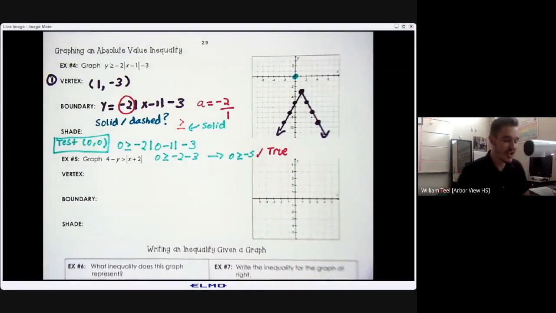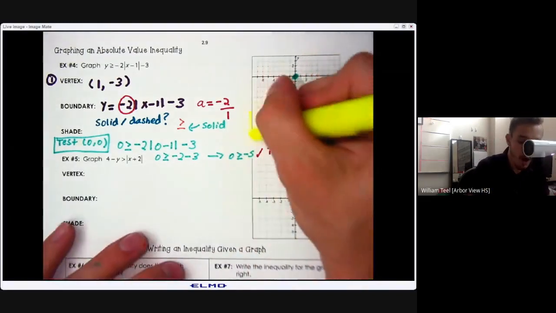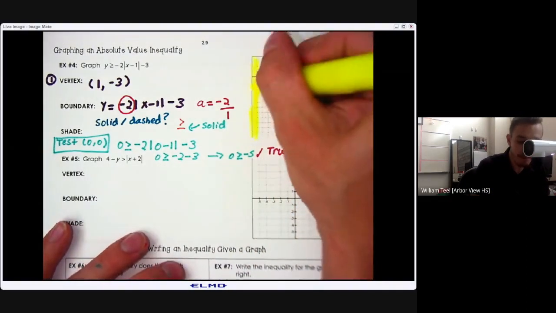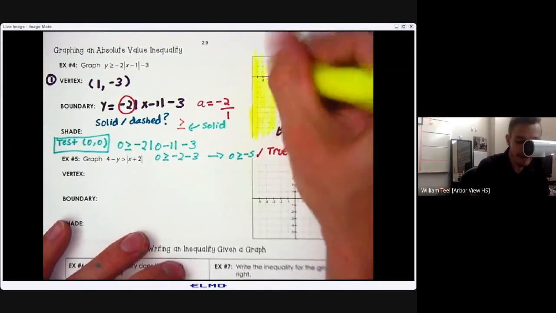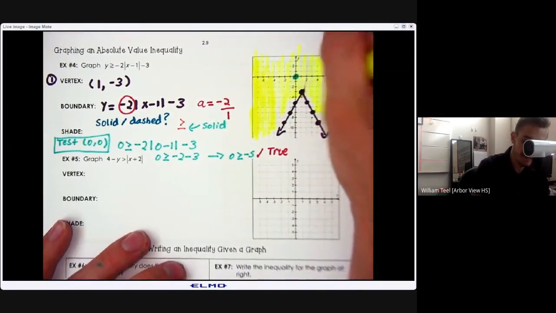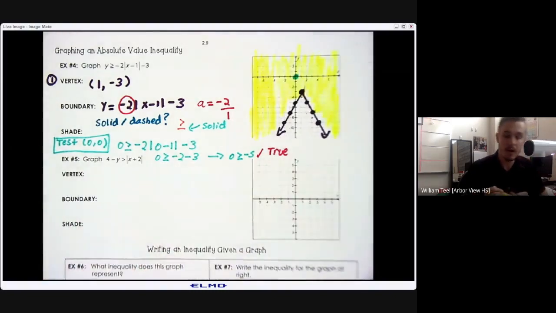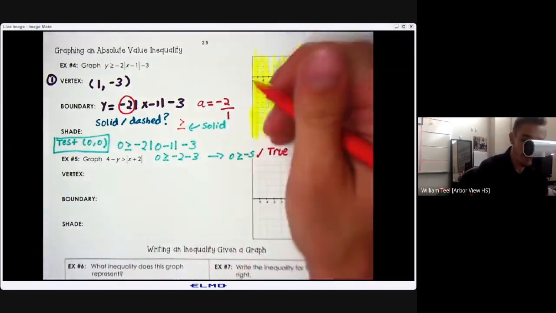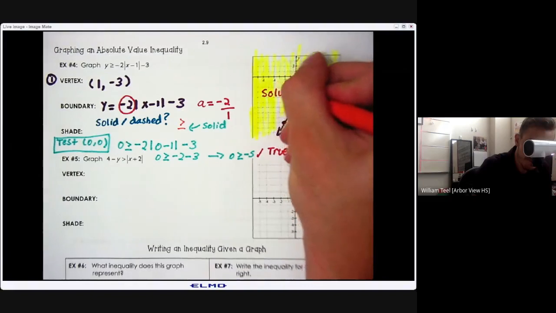I am going to shade above that graph. So all of these values that are above that boundary are going to be part of the solution set. So all of these ordered pairs are part of the solution set. I'm going to write solution.